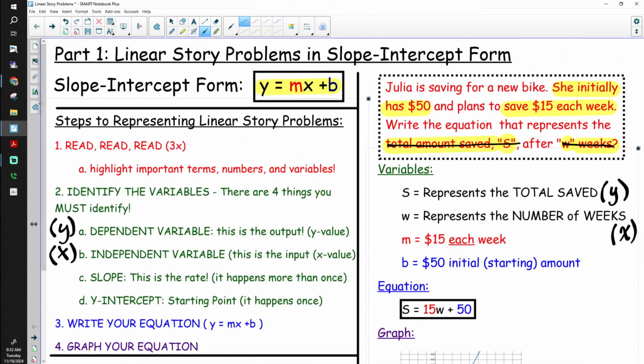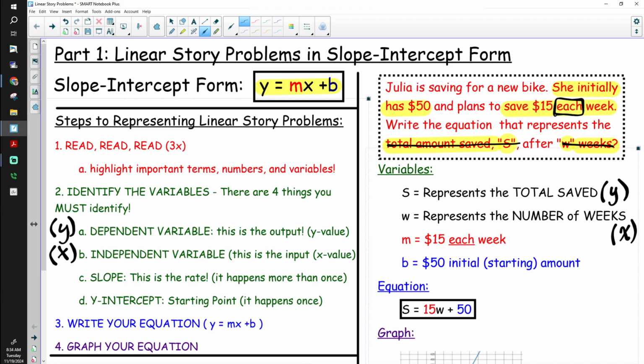And do you see the key word in here? $15 each week. That's the key word. Each, per, change, rate. Those are words that tell us that number is the slope. 15 is the slope, the m value. Okay? M is $15 each week. Each is the key word. It tells us that that's the slope.